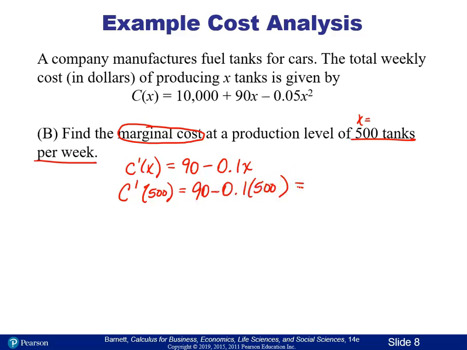And I'll do that calculation. And it looks like I'm going to get 40. And so what that is, it's $40 per tank. Okay. So the cost is changing at a level of production of 500 tanks per week at $40 per tank.